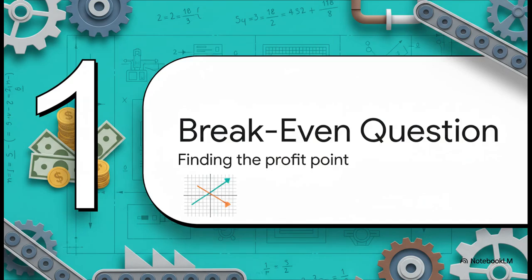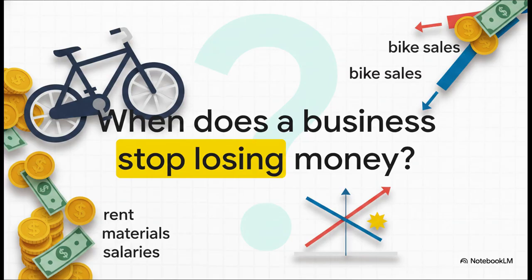Okay, let's jump right into part 1, the break-even question. To really get why this math matters, let's step onto the factory floor. Imagine a bicycle manufacturer. They're pouring money into rent, materials, and salaries, all while simultaneously bringing cash in from bike sales. To survive, they have to answer one absolutely critical question. How do they know the exact moment they stop losing money and finally turn a profit?